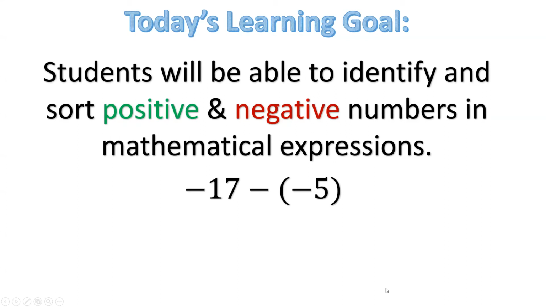Today's learning goal is that students will be able to identify and sort positive and negative numbers accurately when they see them in mathematical expressions. This expression is -17 minus -5. And by the end of this, you should be able to identify which of those numbers is negative and which of those numbers is not.